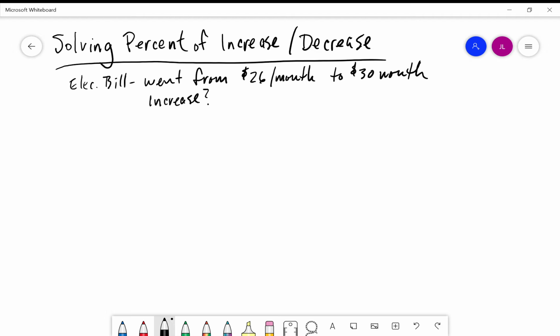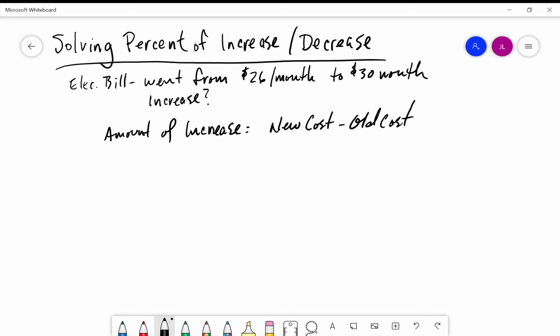So if we want to know the amount of increase, it is equal to the new price, the new cost, minus the old. In this case, we went from 26 to 30. 30 is the new price. So the amount of increase here would be 30 minus 26. So it increased by $4. That's the amount of increase.